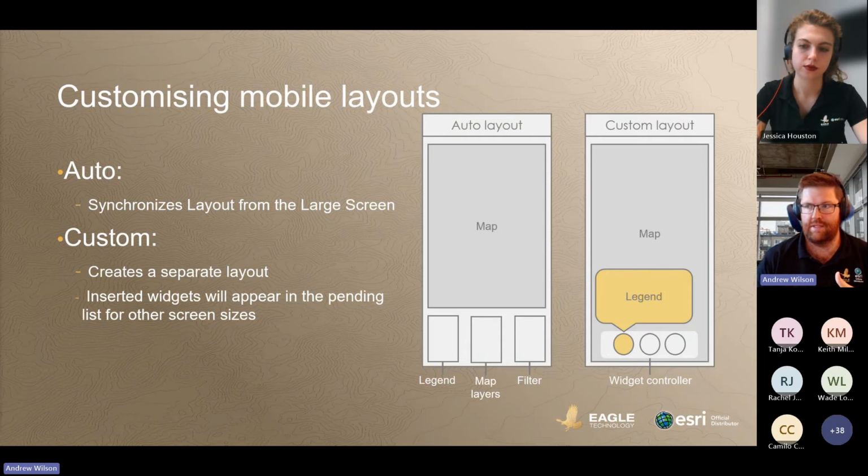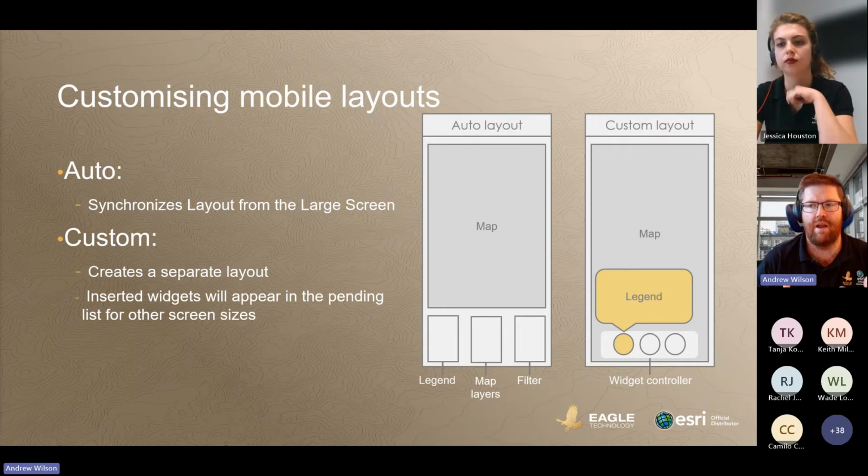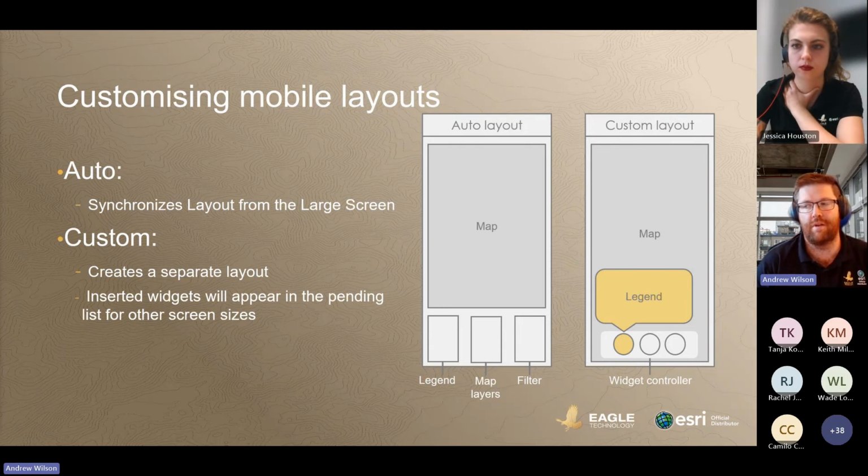So in this scenario that we've got on the left, the auto layout, we see it's been automatically applied from our large screen. And at the bottom, we've got the legend, map layers, and filter widgets applied. In reality, this is probably not making full use of our screen resolution, where we want to have that map as that key focus. And the legend, map layers, and filters are all squished at the bottom and don't have that sort of nice look and feel.